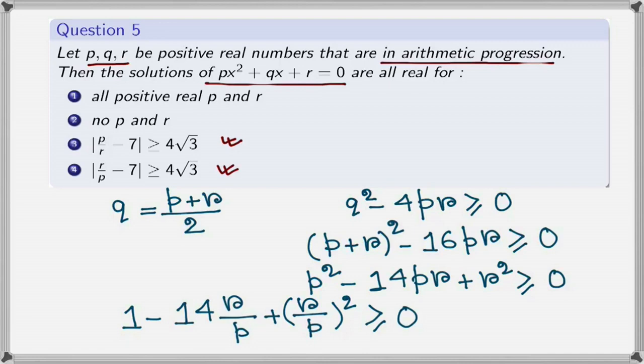Now in the process, as we have seen, we are getting possible choices for the ratios p/r and r/p in certain intervals. So option 1 and option 2 are not correct. So this solves question 5.